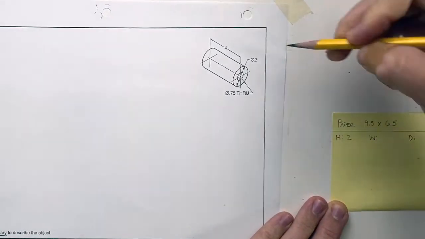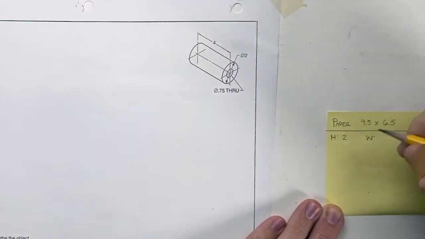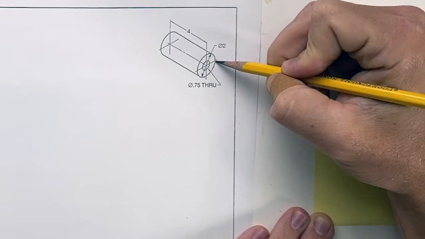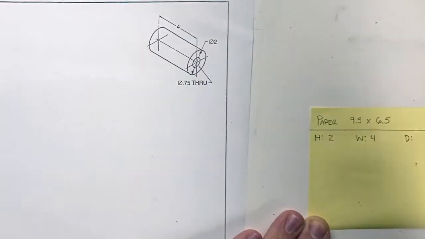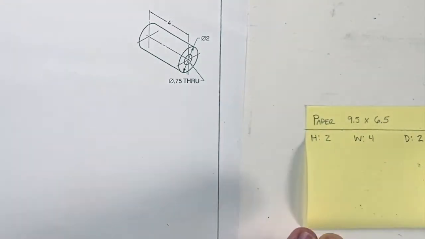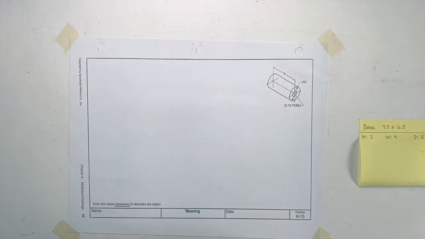The width from left to right is 4 inches. So that's 4. And then our depth, front to back, well, it's a circle, so it's the same exact thing as the height. That would also be 2. Now we need to decide on our spacing. So what is the most descriptive view of this?